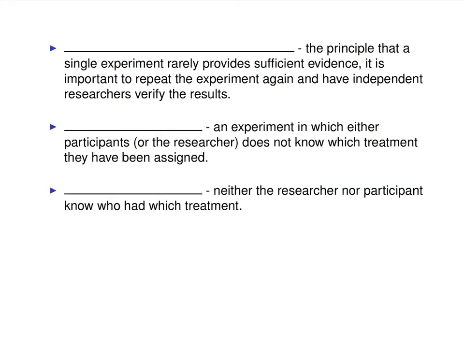So the principle that a single experiment really doesn't provide sufficient evidence, and it's important to repeat the experiment again and again, that independent researchers verify the results. This is called replication in science.